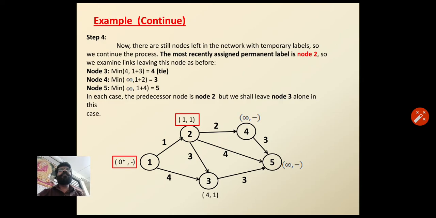So, node 3, here you can see the minimum value of node 3 is minimum of 4 comma 1 plus 3, that is 4, because the minimum of 4 comma 4 is 4, that is the tie condition. Again calculate the minimum value of node 4. Here node 4's old value is infinite and new value is 1 plus 2, that is 3. So, minimum value of node 4 is 3. Again calculate the minimum value of node 5. Old value of node 5 is infinite and new value of node 5 is 4 plus 1, that is 5. So, minimum value of node 5 is 5.